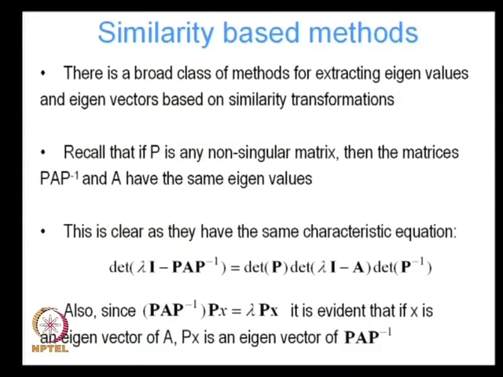There is another class of methods for computing eigenvalues and eigenvectors which are based on similarity transformations. So, what are similarity transformations? Well, similarity transformations are typically transformations of this form, where we operate on a matrix A with another matrix P and its inverse P inverse. So, there is a broad class of methods for extracting eigenvalues and eigenvectors which are based on similarity transformations. In our last lecture, we saw that if P is a non-singular matrix, then the matrices P A P inverse and A have the same eigenvalues.